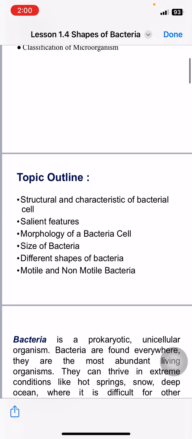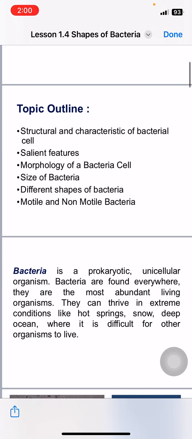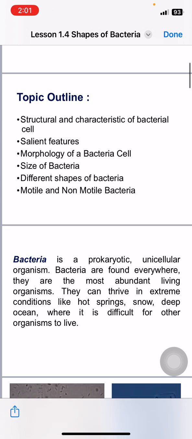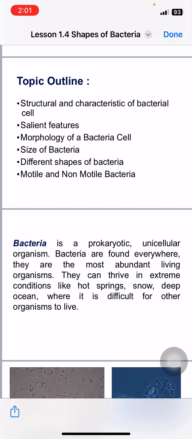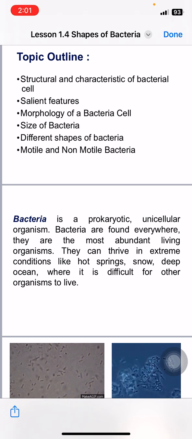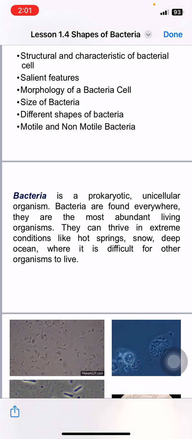So this will be the topic outline. When I say topic outline, this will serve as your standard, your basis on what we will be discussing for today. We will be discussing the structure and characteristics of bacteria, the salient features that bacteria have, and the morphology of the bacterial cell, which is the formation of the bacterial cell. We will also discuss the sizes, the different shapes of bacteria, and the movement of bacteria: which bacteria are motile and which are non-motile.